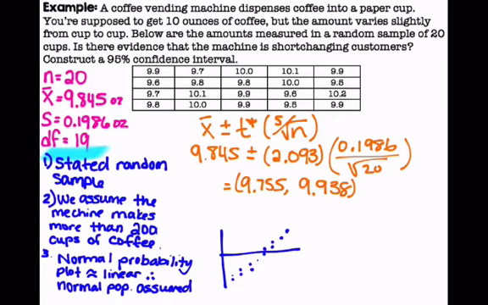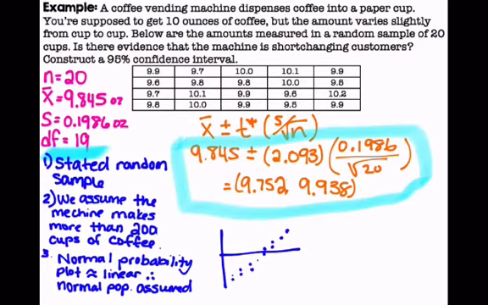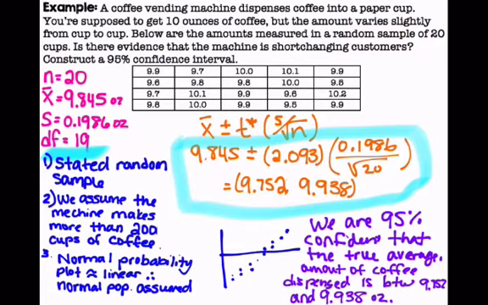When I do this, I get this value. If I use my calculator and just do the test, I get this value. So it's pretty similar. And we could state our conclusion. We are 95% confident that the true average amount of coffee dispensed is between 9.752 ounces and 9.938 ounces.